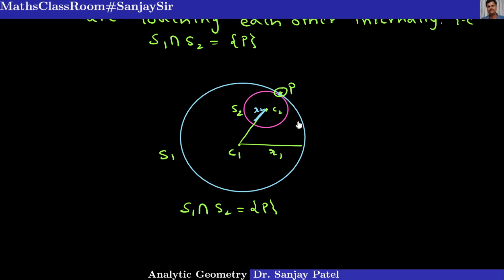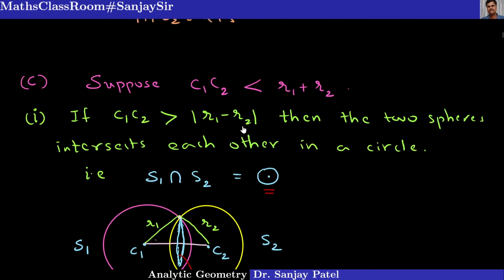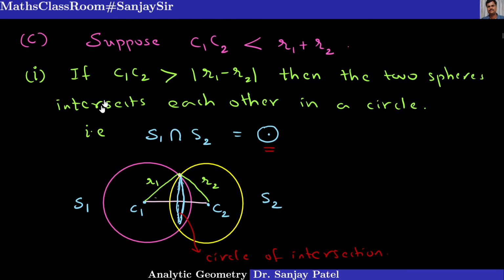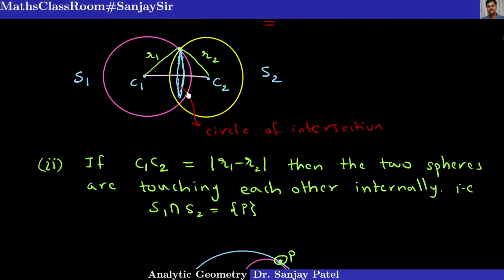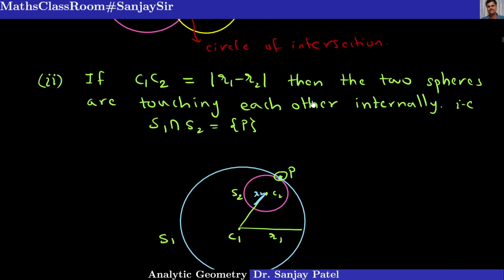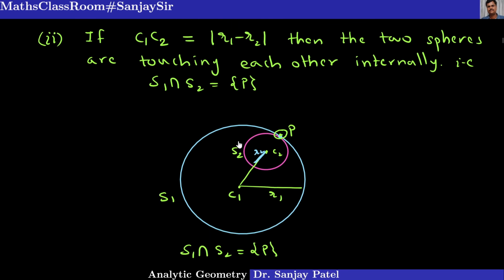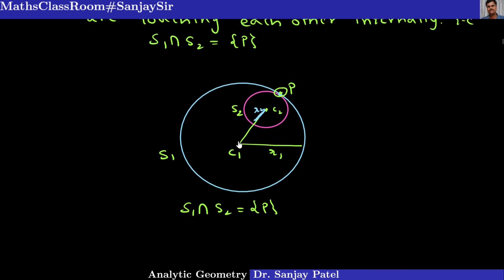Okay, the last case, again let us recall. In the case C, when C1C2 is less than R1 plus R2, we have to consider three more subcases. If C1C2 is greater than R1 minus R2, then intersection is a circle. So this is the circle of intersection. If C1C2 is equal to mod of R1 minus R2, then the two spheres are touching each other internally. Okay, so they are tangent to each other internally.